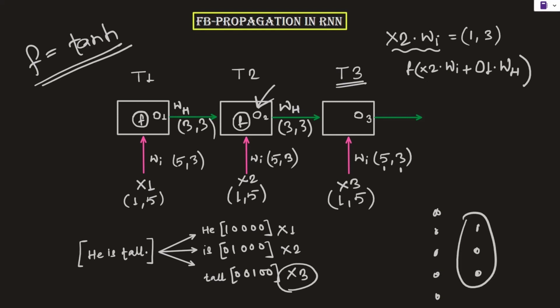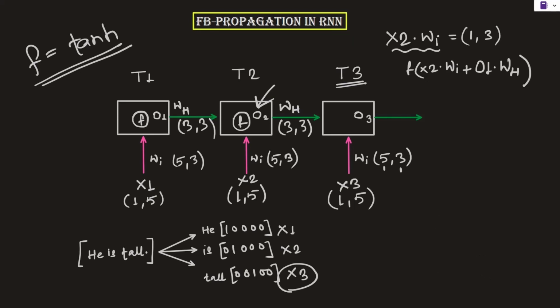Since O2 has been calculated over here, when it is sending the information of O2 from T2 to timestamp T3, each individual perceptron will send forward the information to all the perceptrons on this particular layer, and this is why it becomes a 3 by 3 weights. I'm trying to explain the same thing again and again because I really don't want you to get confused.